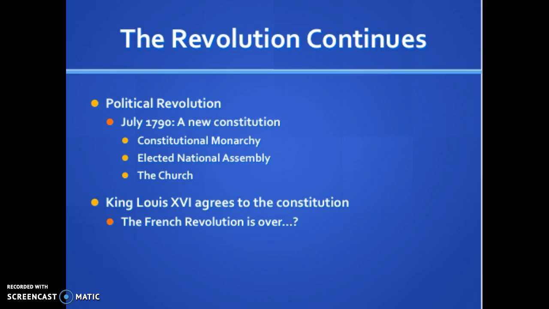So, once the king agreed to the Constitution, which he does, many believe that the French Revolution is over. But is it? In our next lecture, we will explore what happens when France's neighbors decide to get involved in the revolution. Moreover, the people of France are about to discover that King Louis is not the loyal friend of the revolution that he pretends to be. Trust me, things are about to get really ugly.